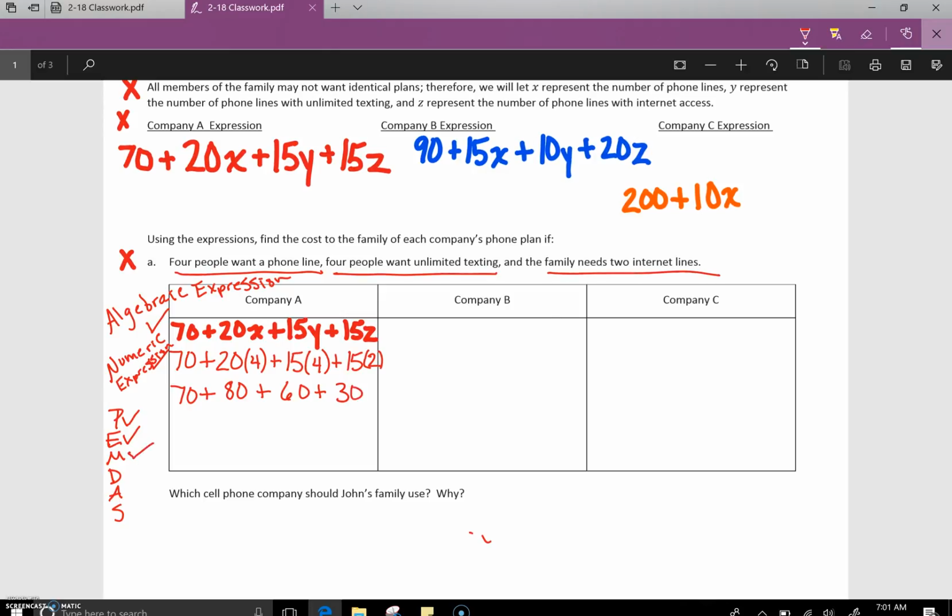There is no more multiplication. No division. So now we're just adding. 70 and 80 is 150. Plus 60 and 30 is 90. And then if we add 150 and 90, we get $240 is the cost for cell phone company A if they go with them.